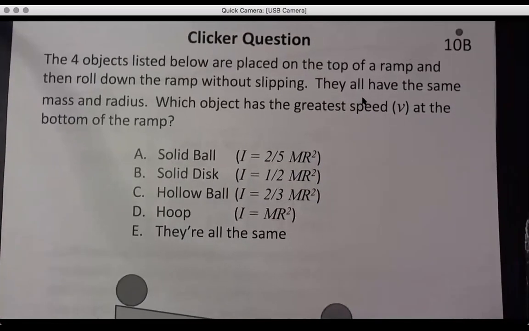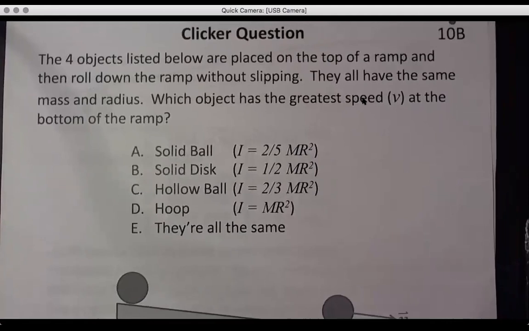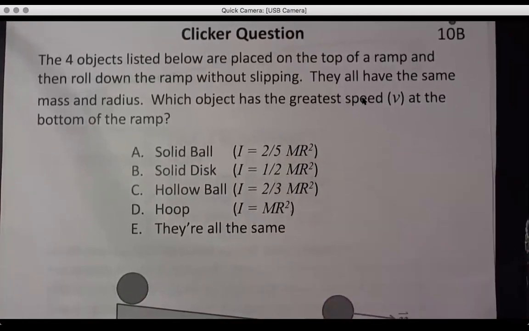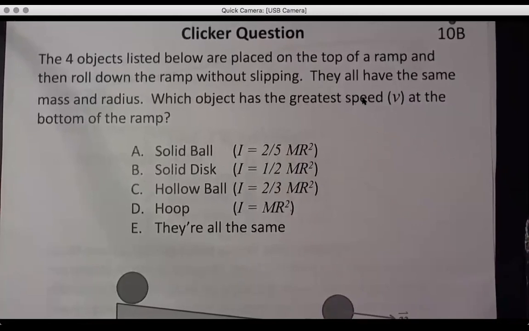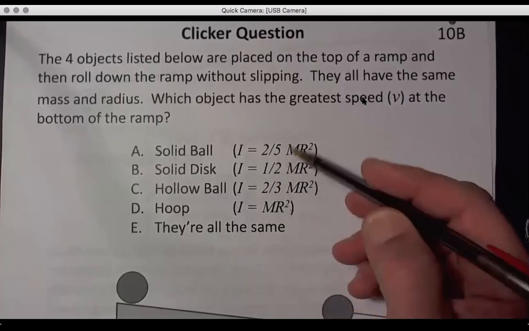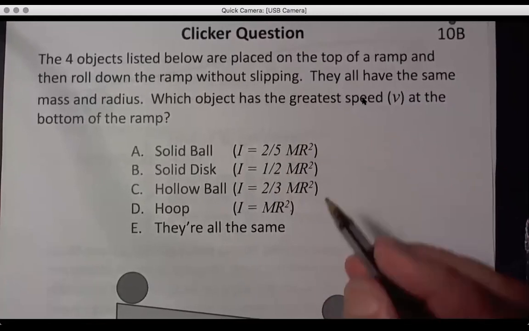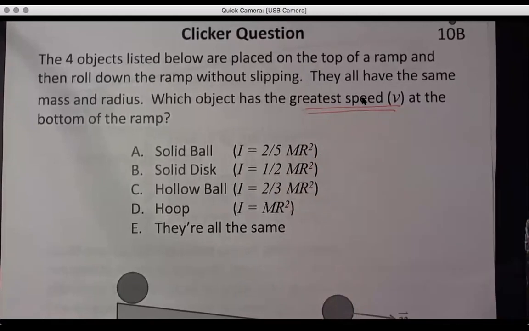Okay, let's look at a different question. Put 4 objects at the top: solid ball, solid disc, hollow ball, hoop. And as in most of these problems, if it's not a point mass going around, or sometimes the hoop, we will tell you what the moments of inertia are. It doesn't hurt to put a few of them on your list, but we'll really tell you what they are. And we want which has the greatest speed at the bottom of the ramp.